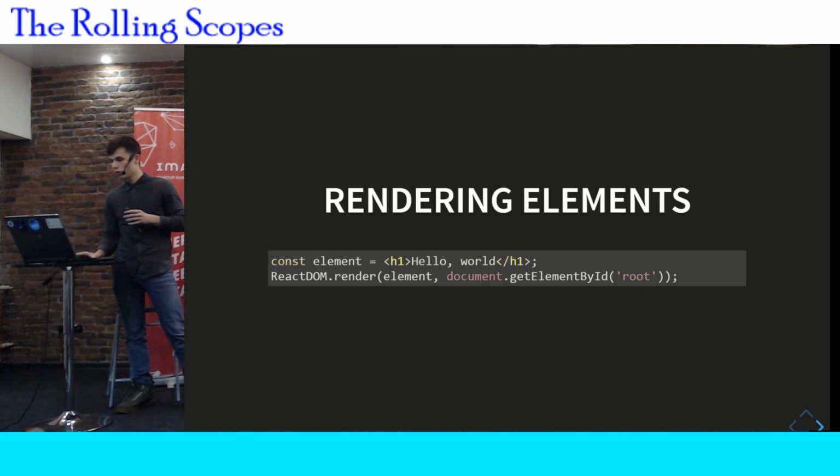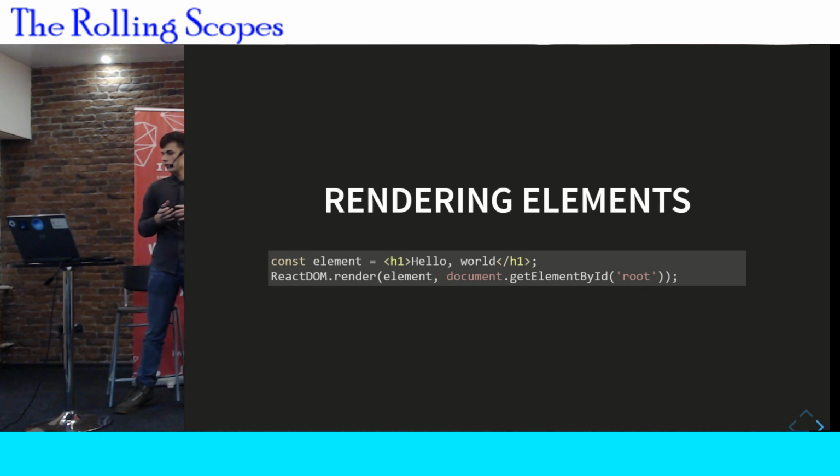Let's speak about how React renders our elements. First of all, in our HTML code, we have a div with ID root, and the variable element is what we want to see on the page. To render elements, we have to call ReactDOM.render and put into it what we want to render and where we want to do this.